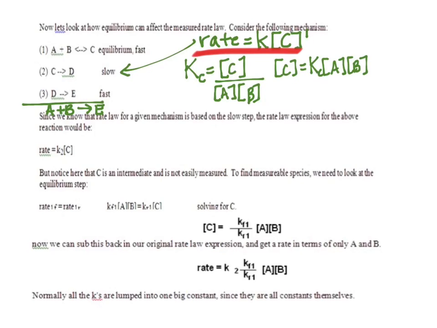So now what I want to do is I want to take this, what C is equal to, and I'm going to substitute it in right there for C. So I'm going to rewrite my rate law with that substitution. So rate is equal to K, little k, times big K, times the concentration of A, times the concentration of B.